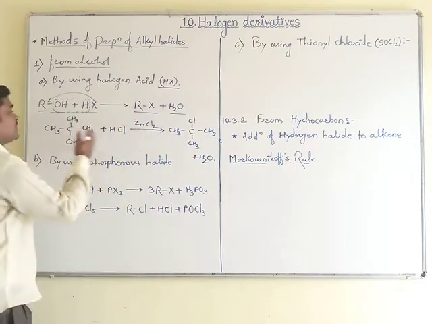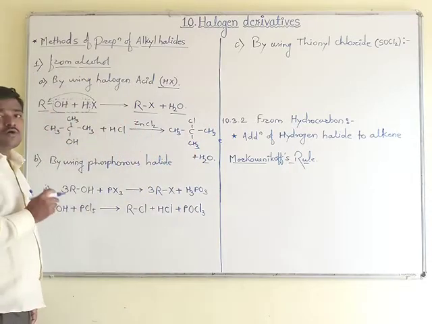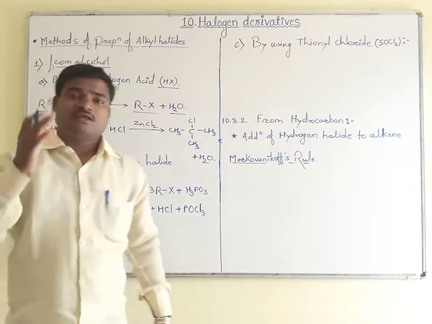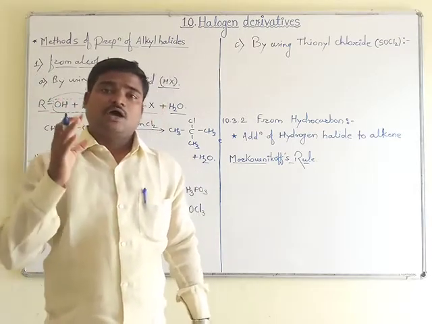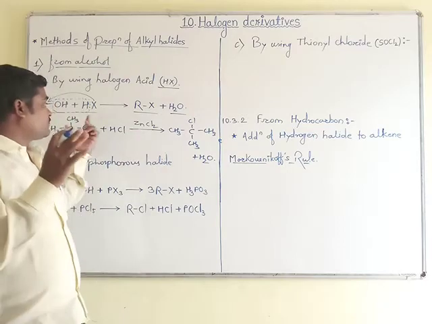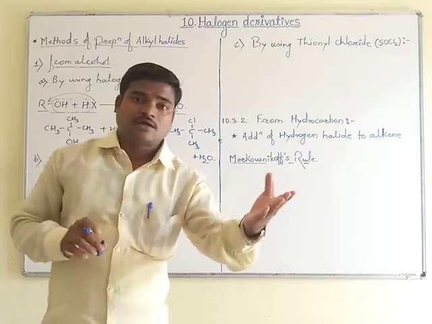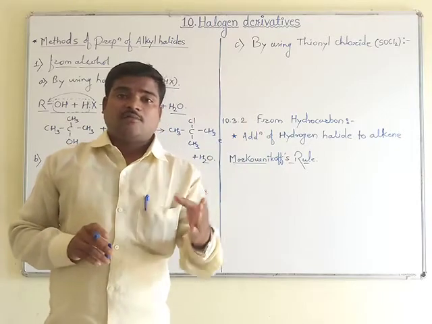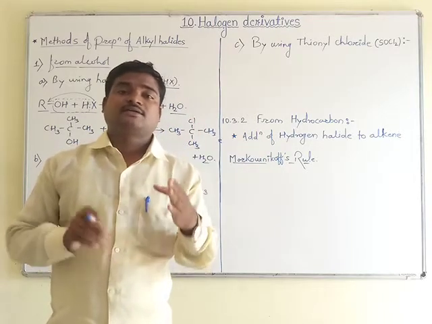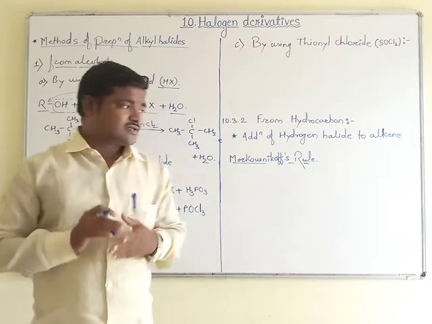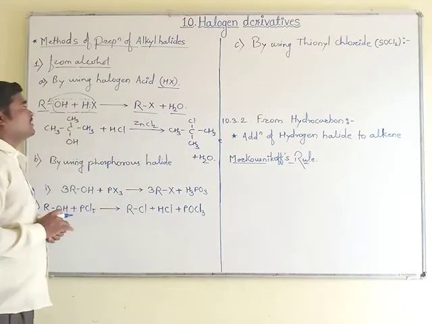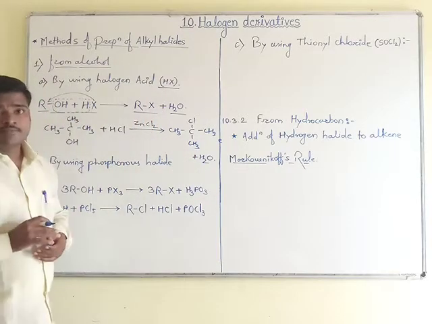So this is the method of preparation for primary, secondary as well as tertiary alcohols. That is, from primary, secondary and tertiary alcohols we can prepare their corresponding primary, secondary and tertiary alkyl halides. So this is the simple method of preparation which we have seen.